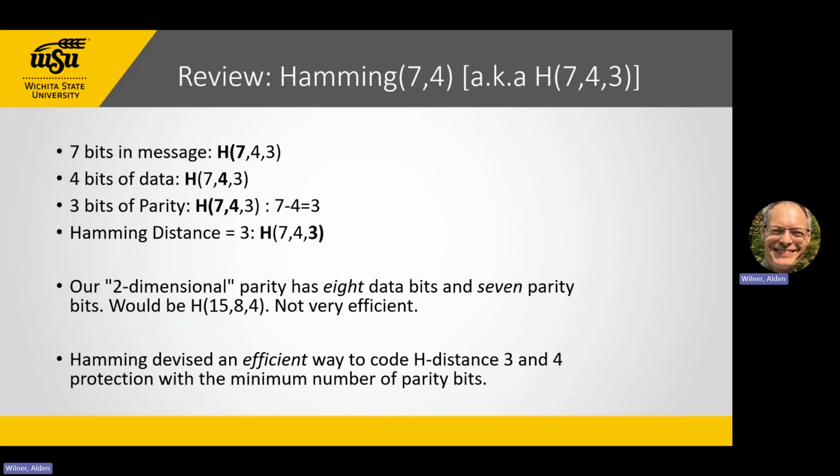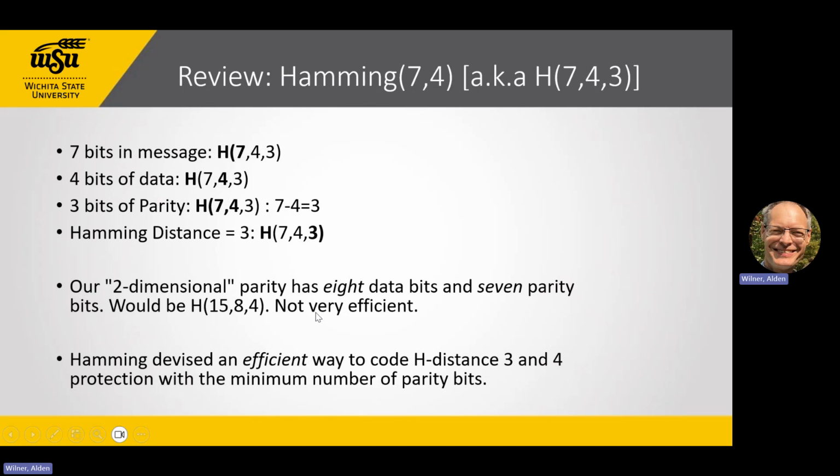So, review. Hamming 7,4, the original Hamming code, which we could also refer to as 7,4,3, where this last 3 is not the number of parity bits, but is the Hamming distance, right? 7 bits in the message, 4 bits of data, 3 bits of parity, 7 minus 4, and the Hamming distance itself is 3. Our 2-dimensional parity that we just designed has the same Hamming distance. It has 8 data bits and 7 parity bits. So we would call that 15,8,4 if we're going to write down the Hamming distance metric for that coding, right?